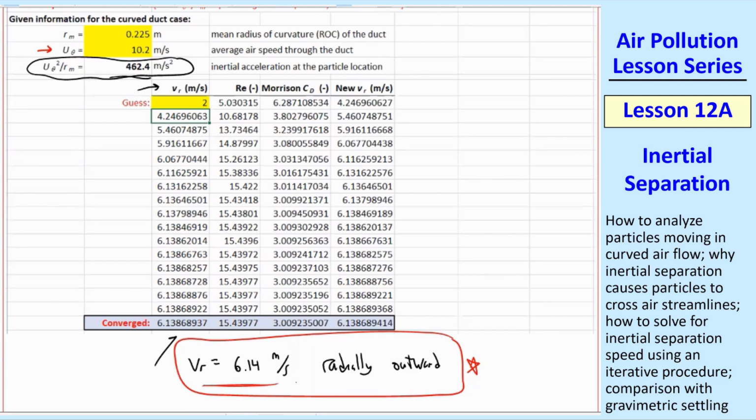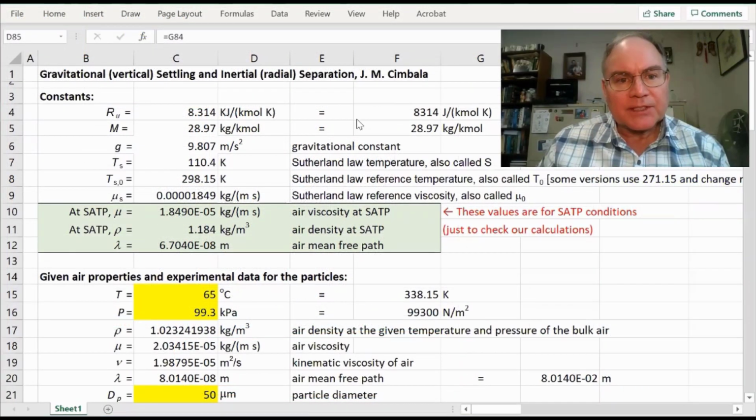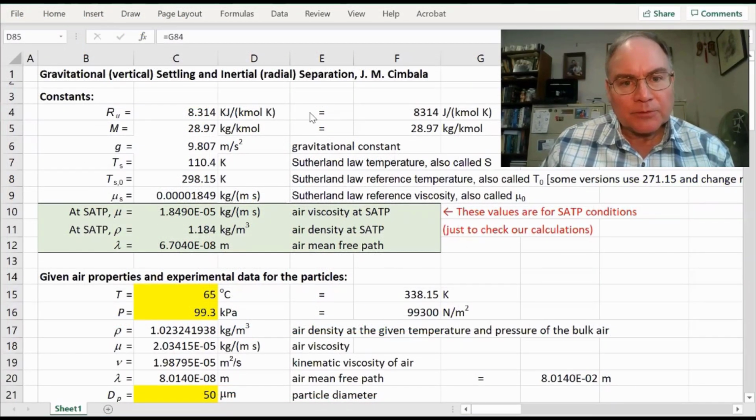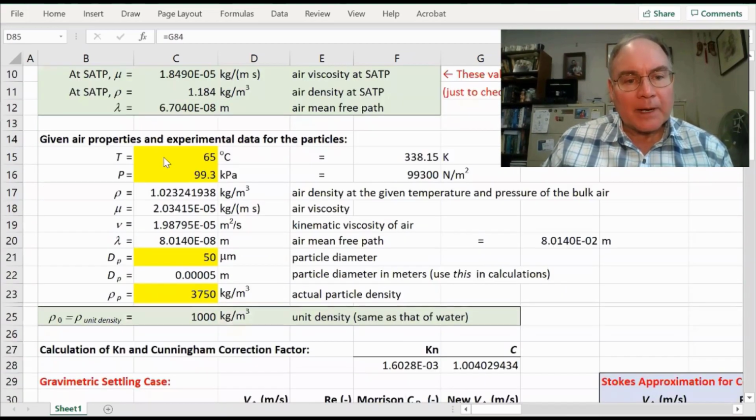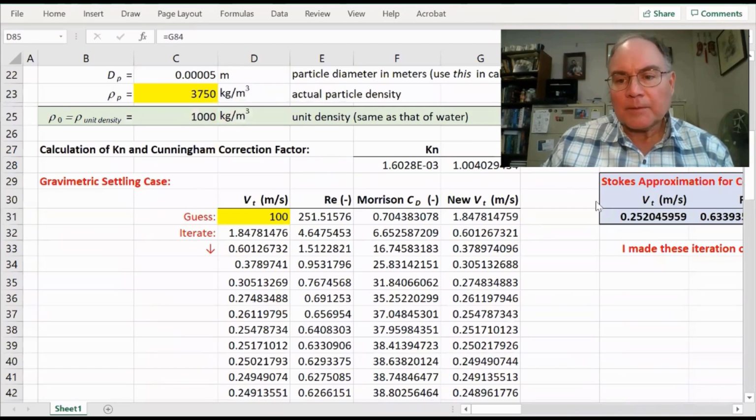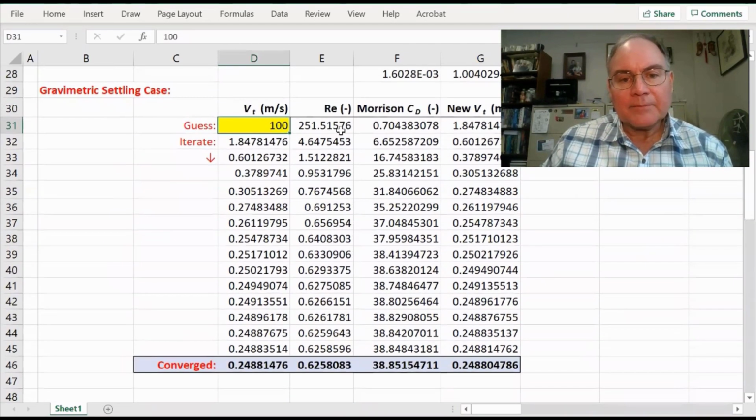Now I'll just show you this live in Excel. This is in fact the same file I showed you before. I just didn't scroll down far enough to show you the inertial separation part. But we have all these constants for the ideal gas law and calculating mu from Sutherland, etc. Here are my inputs in yellow: temperature, pressure, particle diameter, particle density. The rest of these are calculated. And this is what I showed you before. I used Stokes' approximation just to compare, and then I plugged in some guess and we iterated using Morrison.